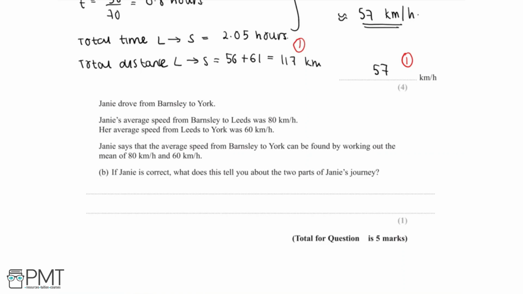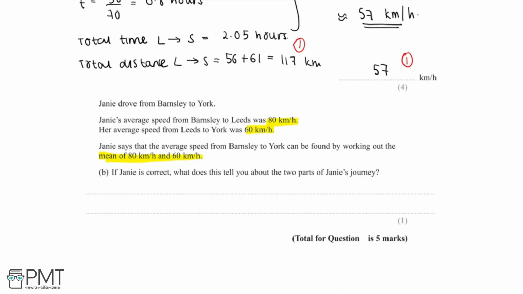In part B, we're told that Janie drove from Barnsley to York. We're told that her average speed from Barnsley to Leeds was 80 kilometres per hour, and that her average speed from Leeds to York was 60 kilometres per hour. Janie says that the average speed from Barnsley to York can be found by working out the mean of 80 km per hour and 60 km per hour. So if Janie is correct, what does this tell you about the two parts of Janie's journey?